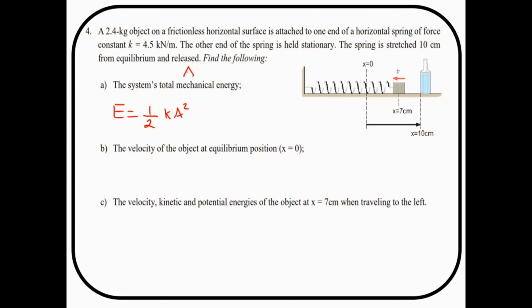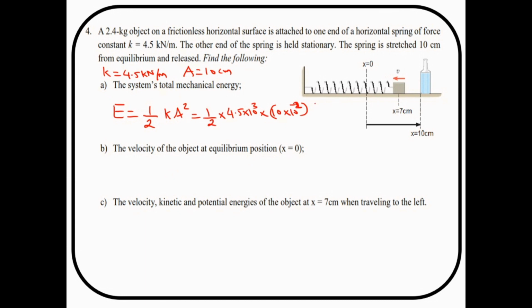So here the value of A is 10 centimeter, and the k value is 4.5 kilonewton per meter. Now I'm going to substitute the values, therefore half multiplied with the k value 4.5 multiplied by 10 power 3, multiplied with the amplitude 10 multiplied by 10 power minus 2, the whole square.